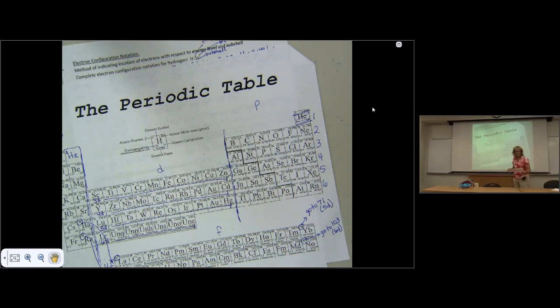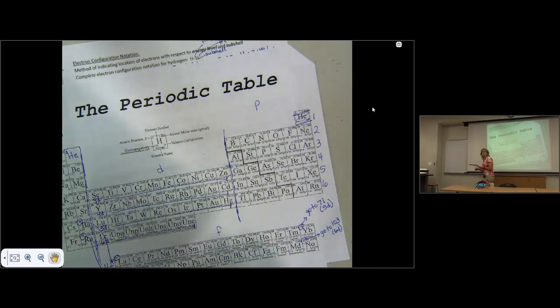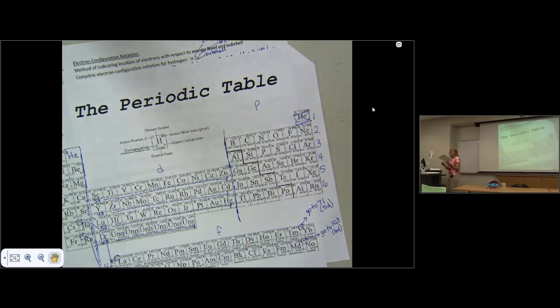Has everyone seen the sign-in sheet? Has anybody not had the sign-in sheet?